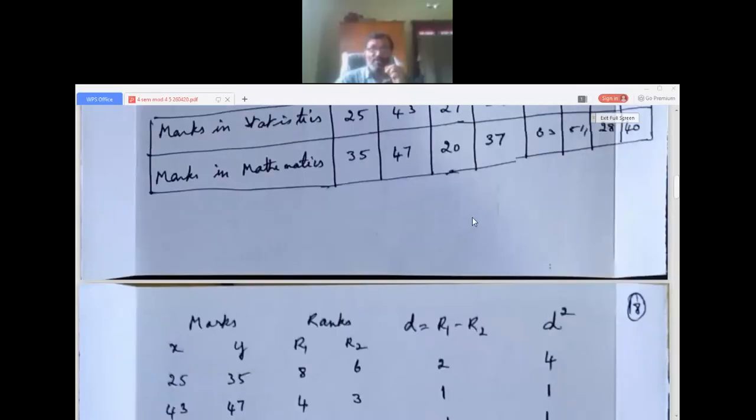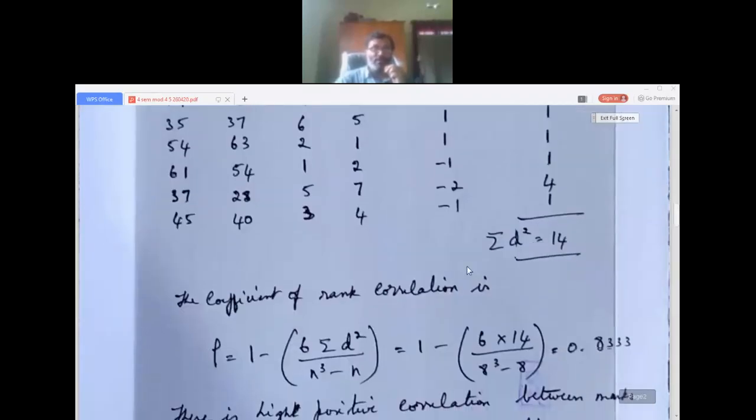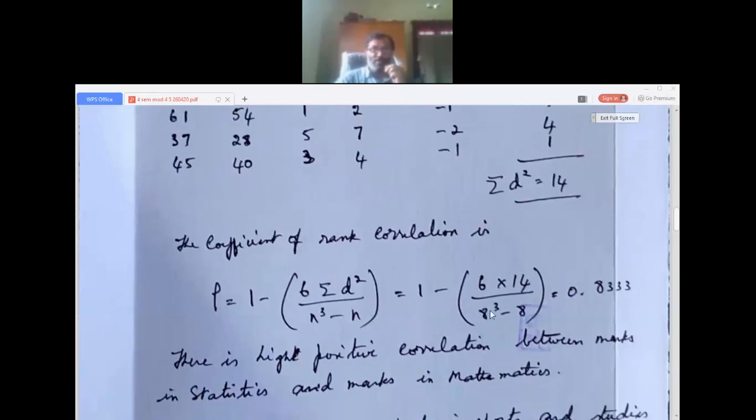Then we find D. D is equal to R1 minus R2. Then the last column is D squared. Once you get sigma D squared is 14 here, the coefficient of rank correlation rho equals 1 minus 6 sigma D squared by n cubed minus n. So this has got a high positive correlation between the marks of statistics and marks of mathematics.